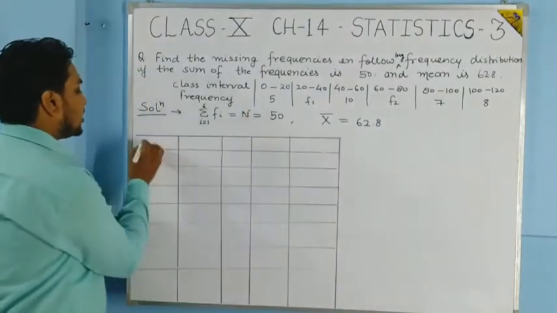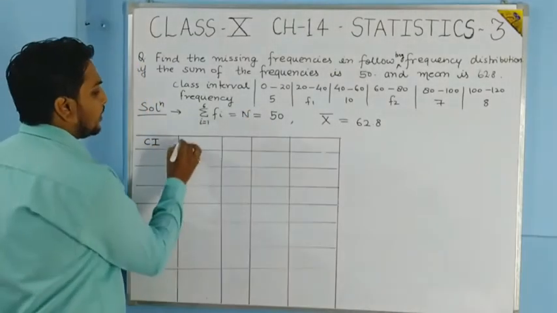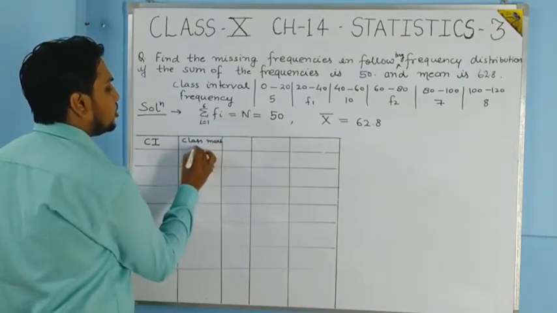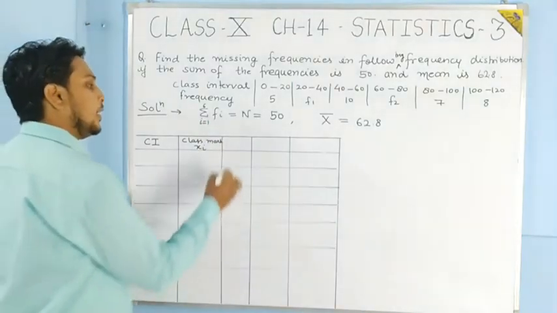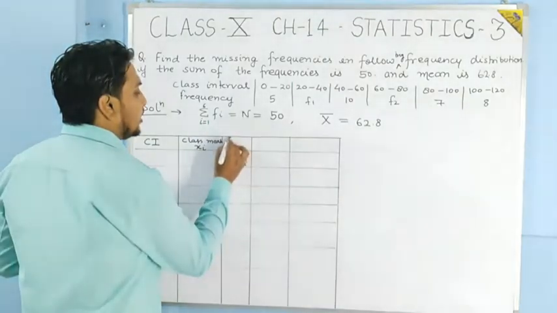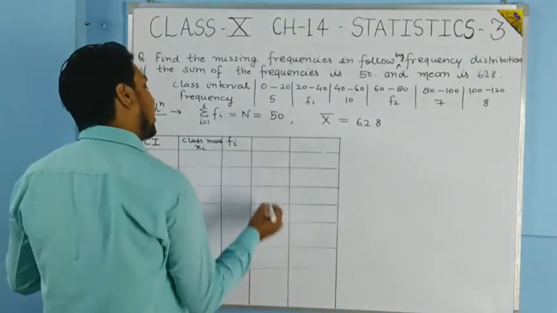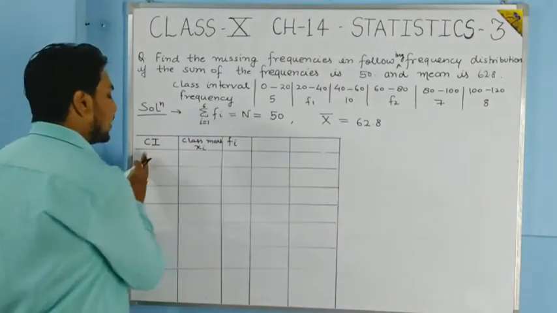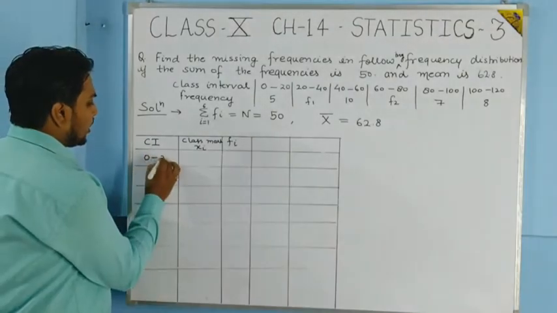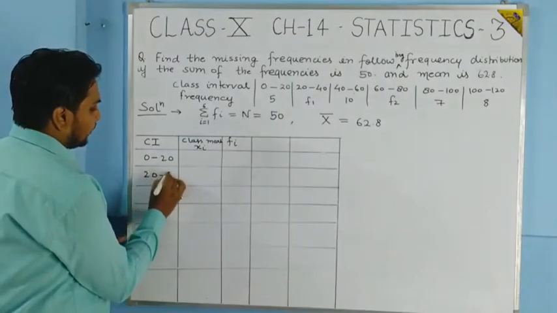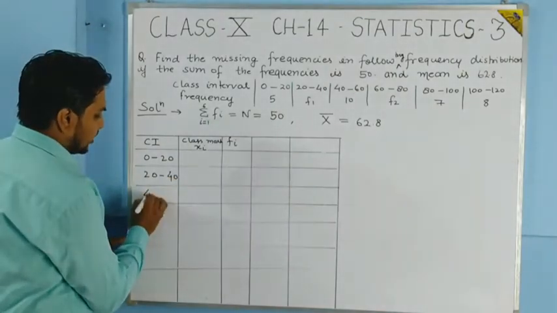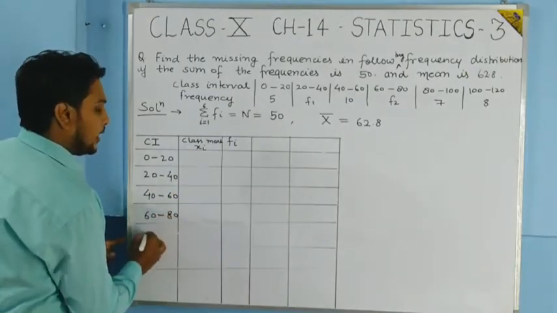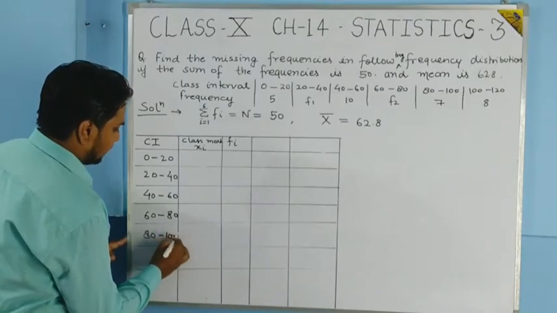Okay, now students, we'll write all these data in this table. Firstly we'll write class interval, then we'll write class mark, or you can say mid value also. And we denote class mark as Xi. Then we'll write frequency Fi, and after that see, class interval we'll write 0 to 20, 20 to 40, 40 to 60, 60 to 80, and then 80 to 100.